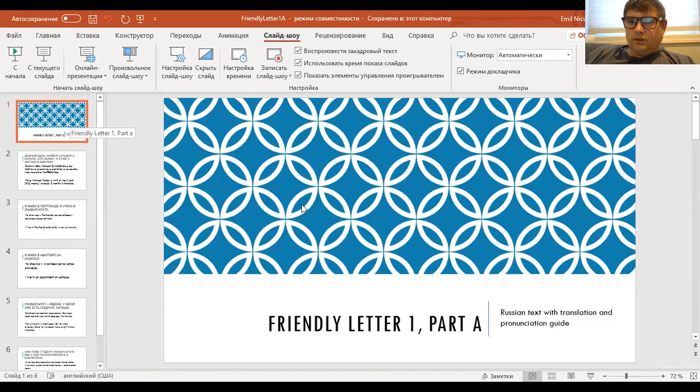Okay, so what I'm going to demonstrate here is how to read the first paragraph of a letter in Russian, with a pronunciation guide suited for Americans who have problems with Russian sounds. And so here we go.